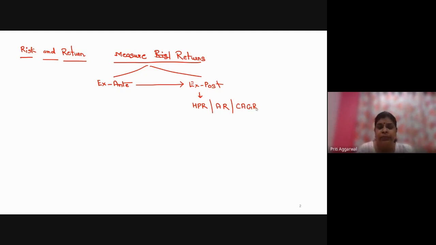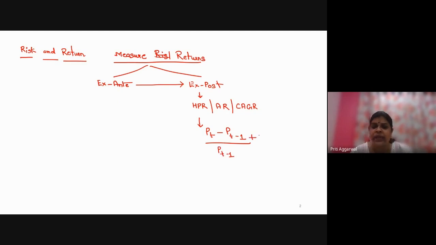These are the means through which I measure my returns, provided I have the historical data with me. If I know the share prices for the last few years, on that basis I can determine their HPR, their AR, and their CAGR. With the HPR, the holding period return, the very basic formula that we use is (P_T minus P_T-1) upon P_T-1.